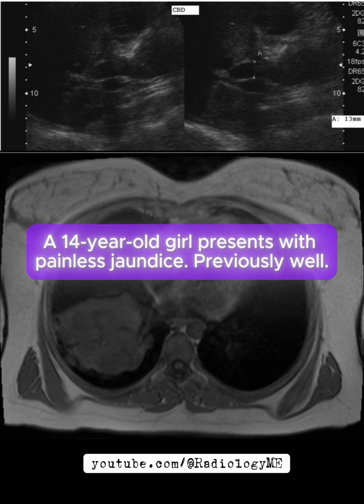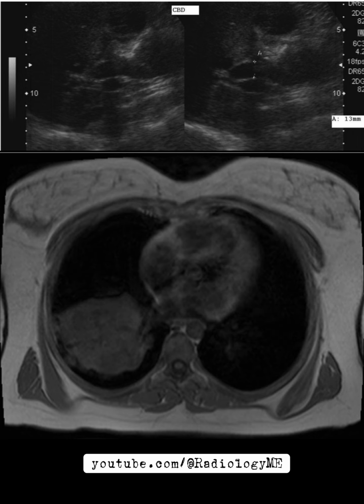So in this case, we have a 14-year-old girl presenting with painless jaundice. That immediately tells us there's some underlying obstruction within the biliary system. Our first imaging modality is an ultrasound of the abdomen.